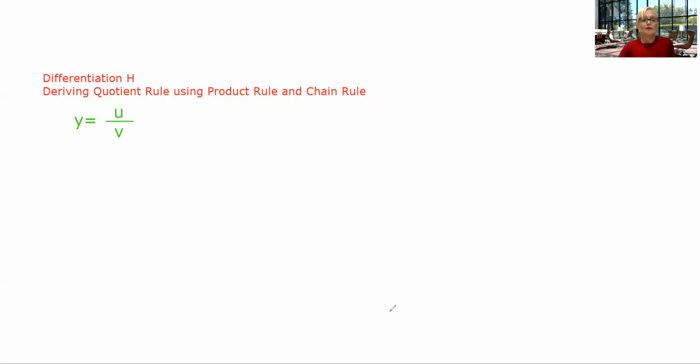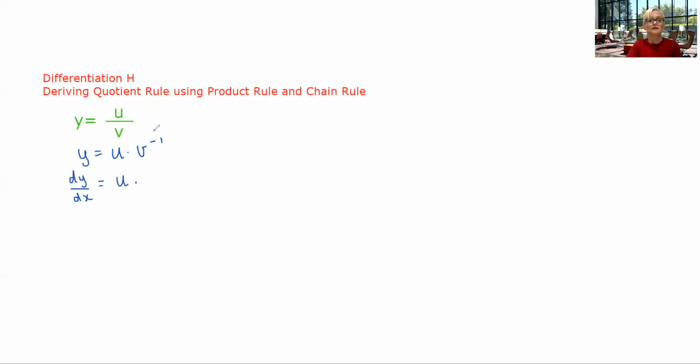So the first step here obviously would be, if we're using the product rule, we're going to rewrite this as a product. So u over v is u times v to the -1. That would be our first step. Okay, so using our product rule, we know that we do first thing times derivative of second thing.